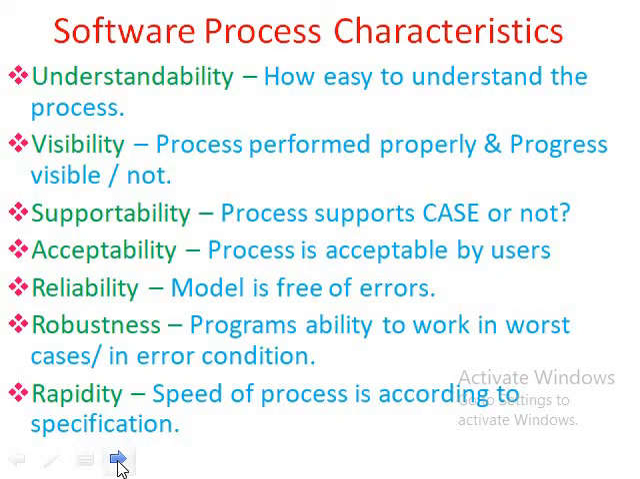Here CASE represents computer aided software engineering. These are the set of tools for supporting the software process. Then acceptability, it is about whether the process is acceptable to users and other stakeholders. Then reliability, it ensures the developed model is free of errors. Then robustness, this is about the performance of the product in worst or error conditions. Then rapidity, it ensures the speed of the process is according to the specification.